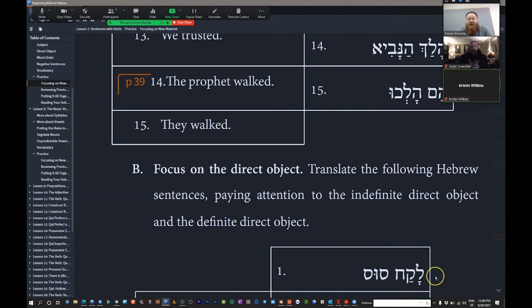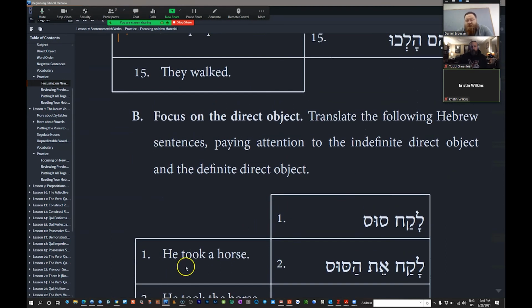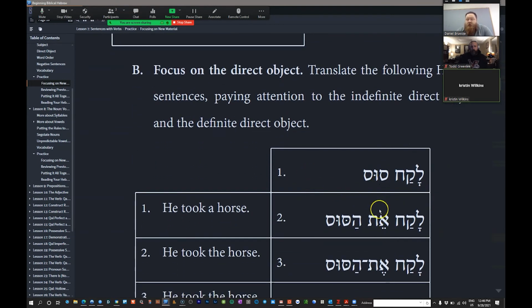But there's nothing here marking this sentence that necessarily tells you that sus is the object versus the subject. You just kind of have to depend on what the words mean to show that sus makes more sense as the object. And that's what he goes with here. All right, so here we've introduced the et particle because it's definite. So here it's obvious that this means he took the horse.